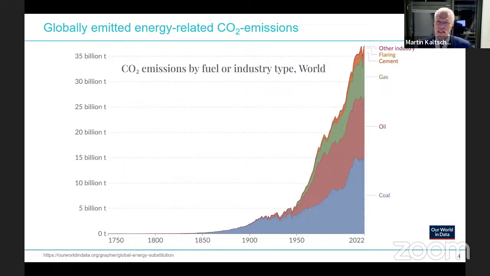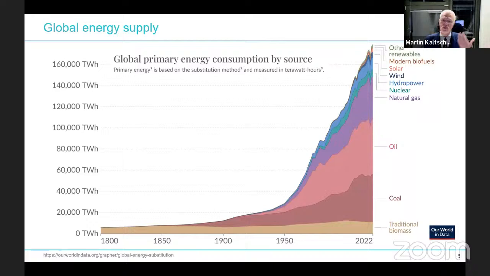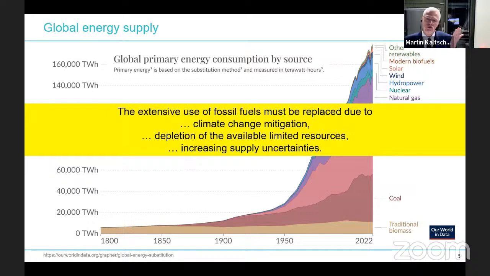Obviously, these CO2 emissions come out of the energy system. And this is what you can see here, that our energy system has basically, also related to the year 1950, exploded. And today, in 2023, we had an all-time high in the use of fossil fuel energy, mainly coal, oil, and natural gas. So this is the situation we have. For that reason, there is the strong necessity that we have to replace fossil fuel energy due to climate change mitigation on one hand, depletion of the available limited resources, and the increasing supply uncertainties.